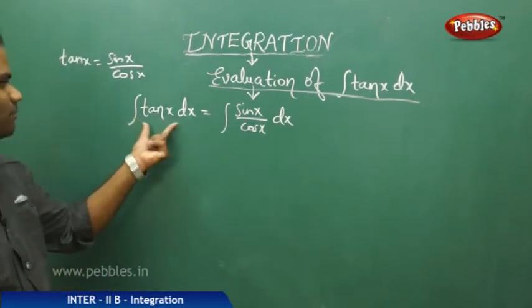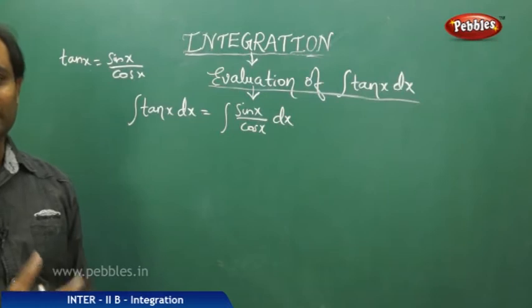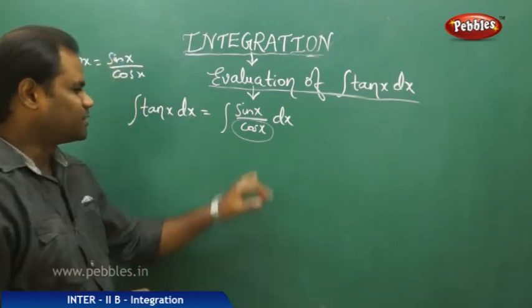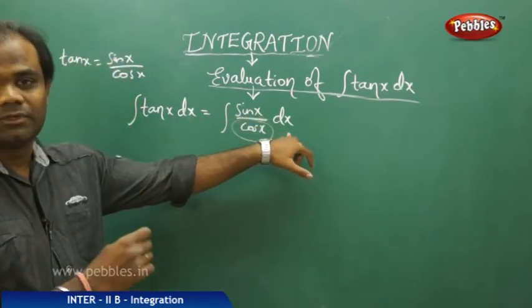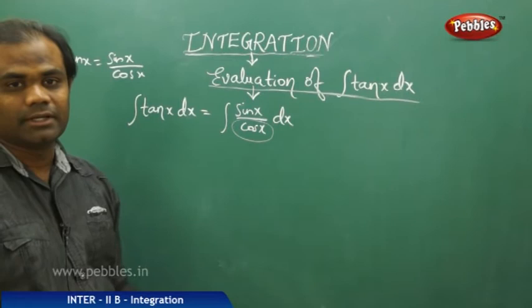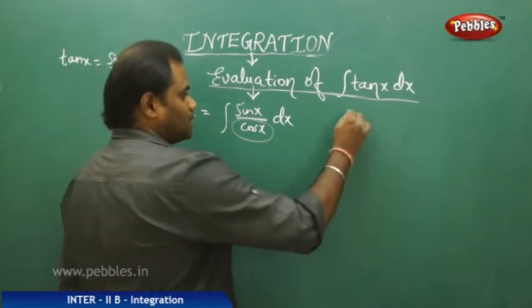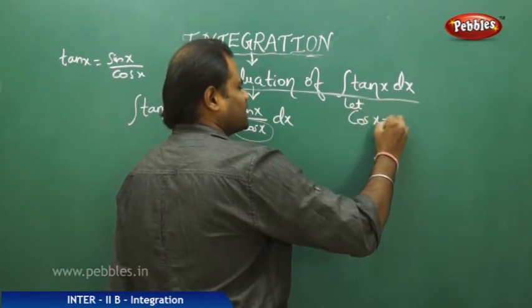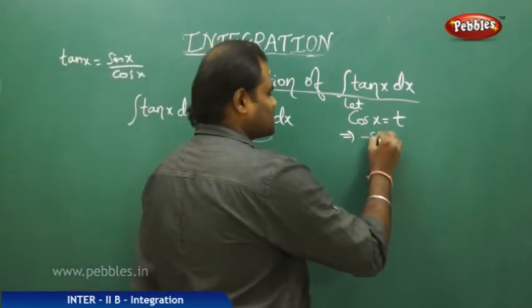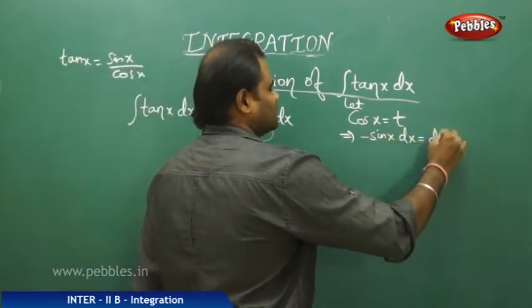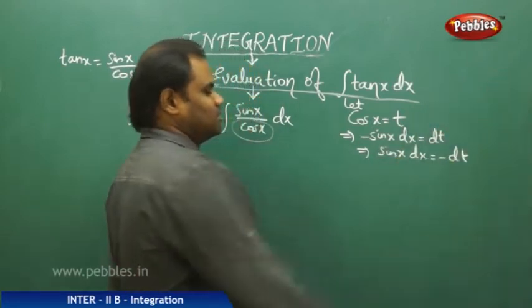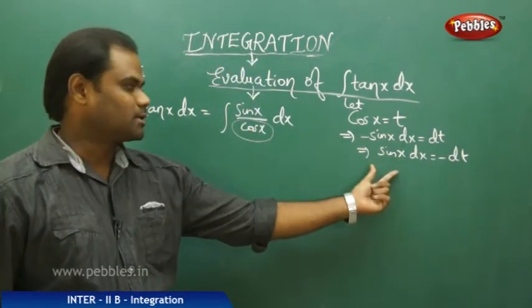Once we substitute the formula for tan x, which is sin by cos, I use the method of substitution, because in this case, if I take cos x as some t, the differentiation of cos x is minus sin x dx, which helps us use the method of substitution. So let's see if this method helps in identifying the standard formula. Let cos x equal some t. That implies, differentiating, minus sin x dx is dt. That implies sin x dx is minus dt.